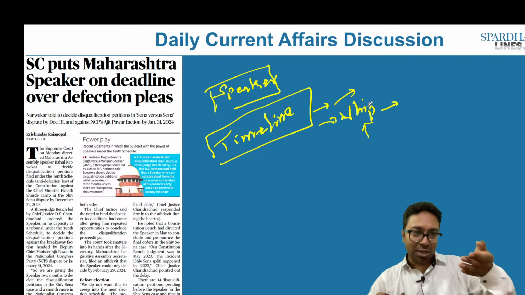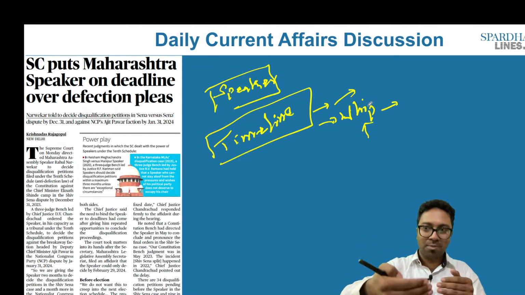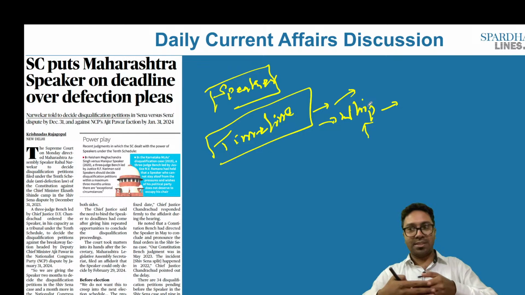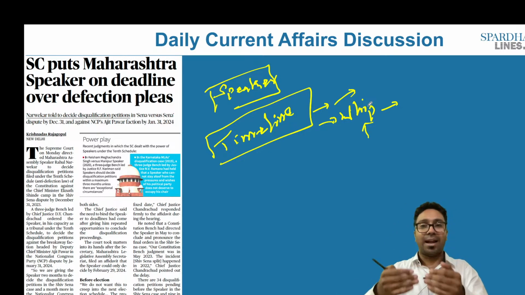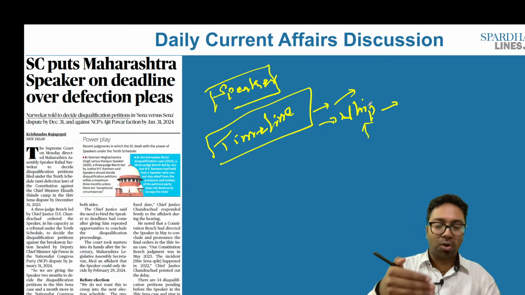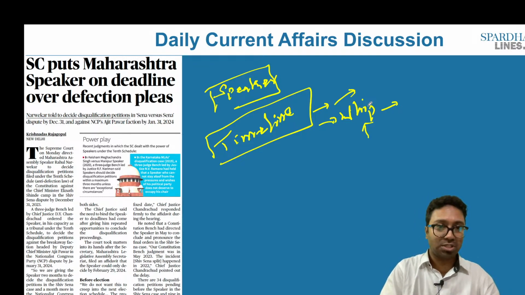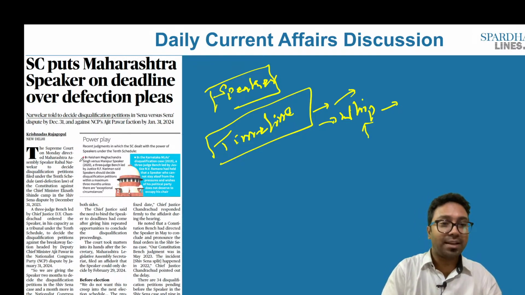But the Speaker does not work it out, does not decide on it, and takes his own sweet time. When a proposal has been made under the anti-defection law, it has to be decided, but the Speaker keeps it pending, and ultimately it is the legislature that suffers. To overcome this issue, the judiciary has now stepped in. The Supreme Court has directed the Maharashtra Assembly Speaker to decide the disqualification petitions filed under the 10th Schedule of the Constitution against the ministers by December 31, 2023.